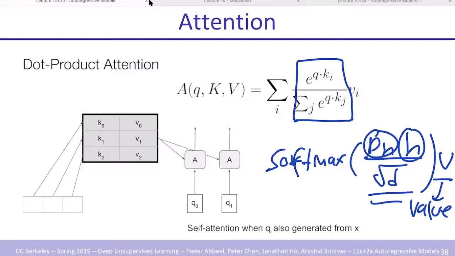What they have found is that as the dimension of your hidden state grows, it biases the attention a bit more. So they correct this bias using a square root D, to prevent the values of the dot product from getting too big. Because this is just a dot product, right? It's not cosine similarity at all. So this is unnormalized.